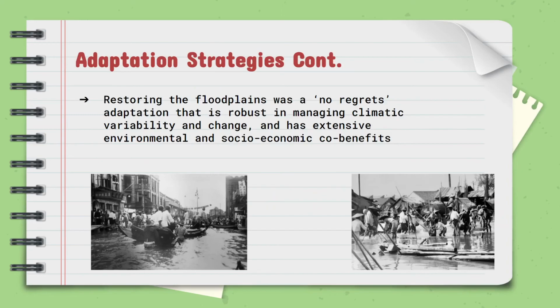Okay, so along with the government response, restoring the floodplains was also an adaptation strategy because it would help manage the climatic variability and change, and has extensive environmental and socioeconomic benefits as well.